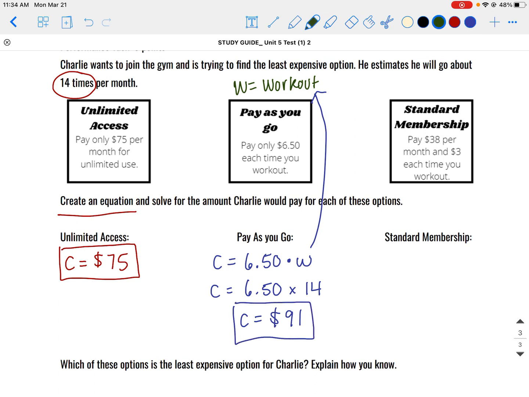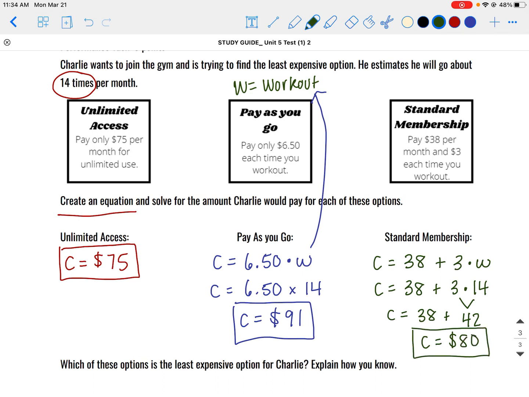All right, and then for standard membership, your cost is going to be $38 that you pay per month and $3 each time you work out. So that would be adding 3 times W, right? $3 each time you work out. Order of operations tells us we have to multiply first. So when you're plugging in for the 14 times, you would have to first do 3 times 14, right? And that would give us 3 times 10 would be 30, 3 times 4 would be 12, so that'd be 42. $38 plus $42 would be the cost. And when you do that math, you would get a cost of $80.